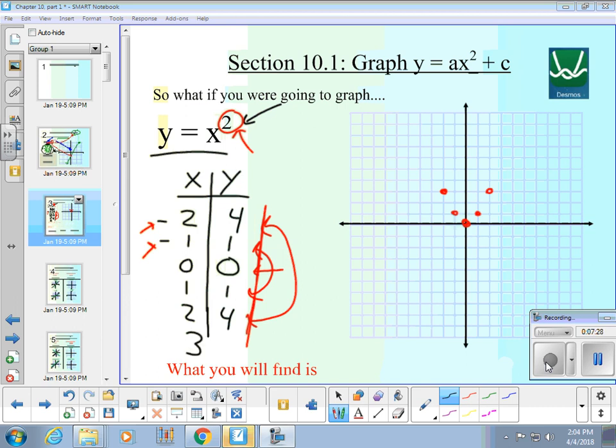What if I put 3 in for x? Well, 3 squared is 9, correct? So I bet you can tell me also, if I squeak it in the top here, -3. What's -3 squared? Also gives me +9.